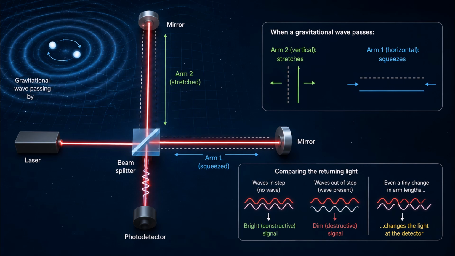The change is extremely tiny. But by comparing laser light traveling along the two arms, LIGO can detect the difference. This allows scientists to measure waves from black hole mergers and neutron star collisions far across the universe. LIGO detects tiny changes in space itself.